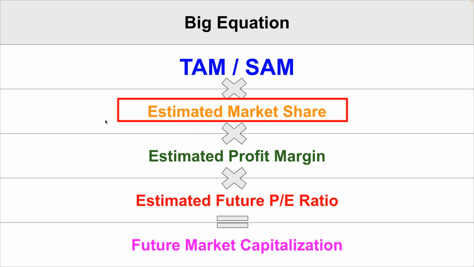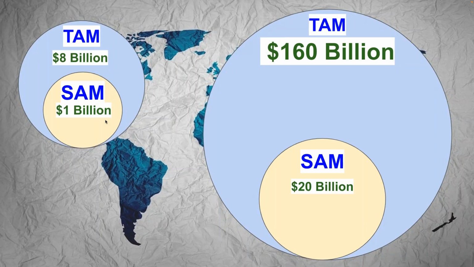So the estimated market share that a company has. No company will ever get 100% of its market share. So you have to take a portion of a company's TAM, or better yet, of a company's SAM, and estimate how much share of that market a company could capture.